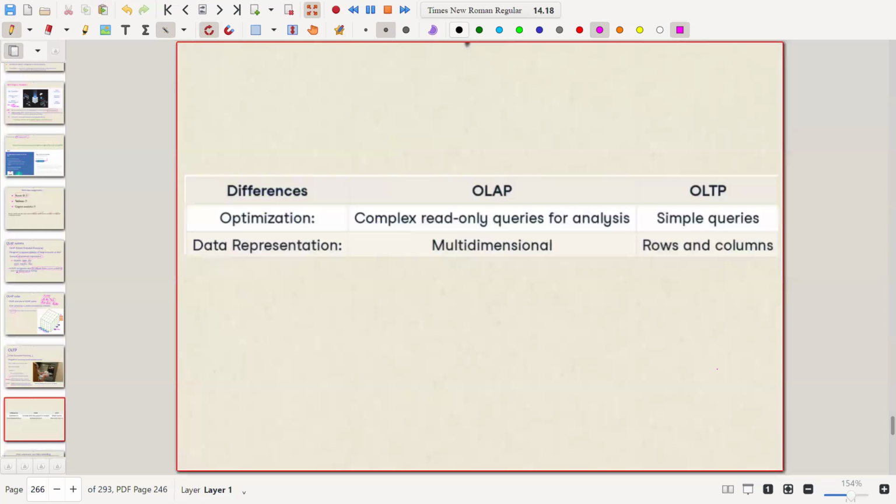If you are using OLAP, then it can manage complex read-only queries for analysis, whereas OLTP is designed mainly for simple queries. It cannot handle complex queries. OLAP can handle complex queries because it can handle data and process it using hypercubes or OLAP cubes. This is a multidimensional data format. The data is stored in a multidimensional way, whereas in OLTP you are storing in rows and columns. So these are the two differences between OLAP and OLTP.